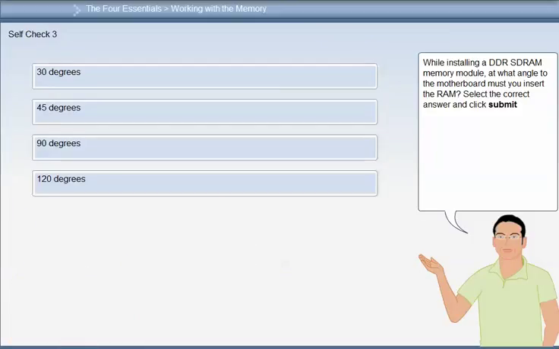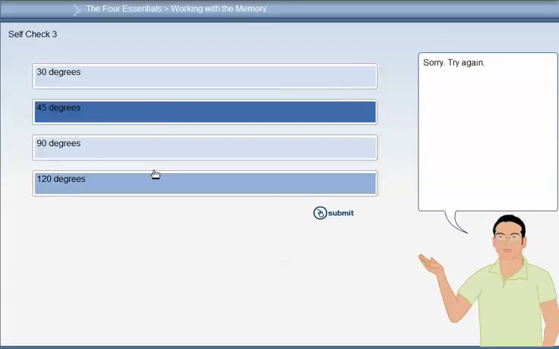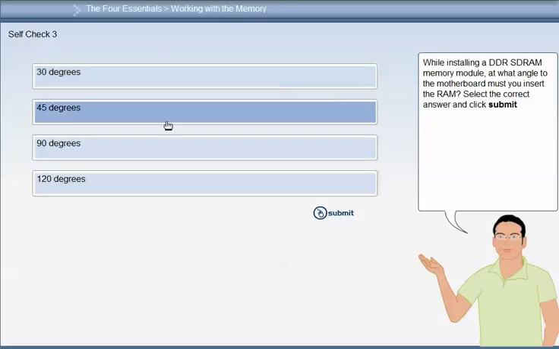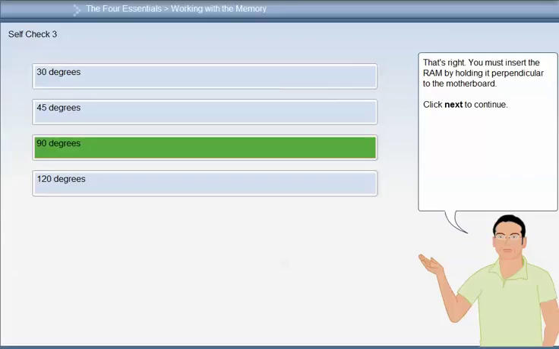When installing a DDR SDRAM memory module, at what angle to the motherboard must you insert the RAM? Select the correct answer and click Submit. Sorry, try again. That's right. You must insert the RAM by holding it perpendicular to the motherboard.